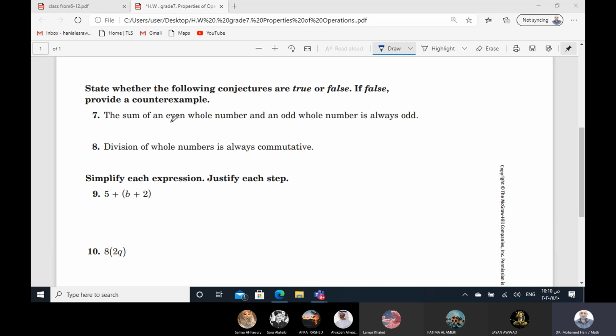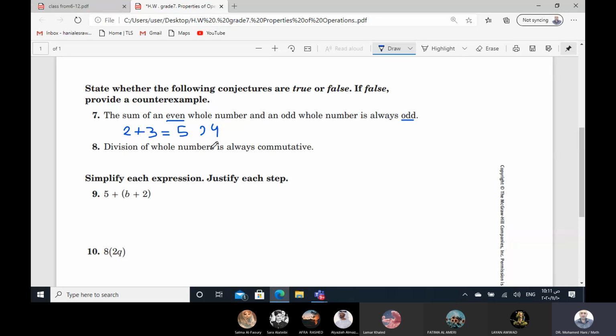For example, the sum of an even whole number and an odd whole number is always odd. Choose any even number, for example 2, and choose any odd number, for example 3. 2 plus 3 will be 5. 2 even, 3 odd, but the answer will be odd. Take the next example.